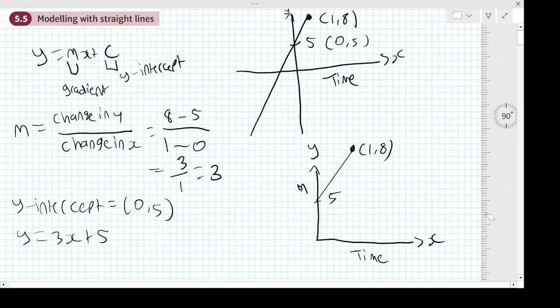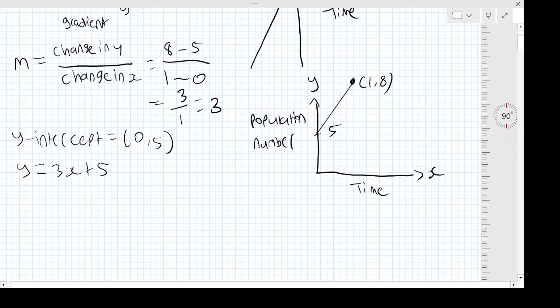Now we have a real life meaning for what this line is representing. We're talking about as time increases, the population number goes up. And so as an equation here, the population number is 3x + 5. If x is time, then the population number corresponds to 3x + 5. So working out the equation of that line allows us to compute certain information that will help us in this real life scenario.